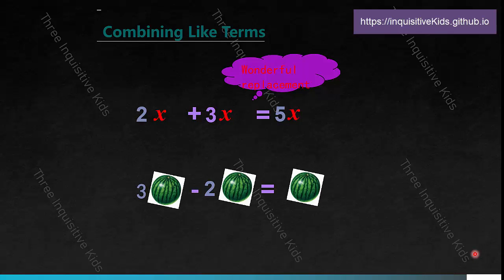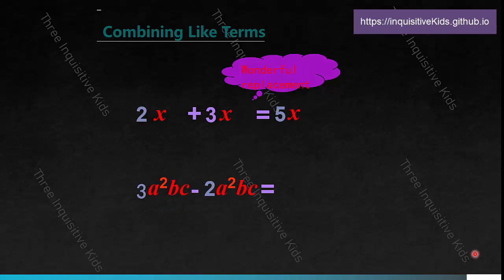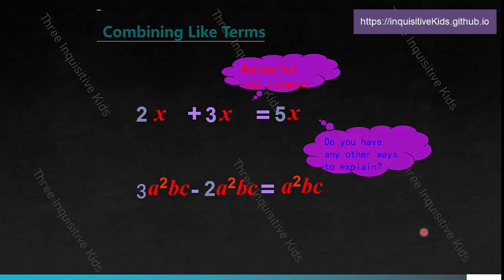What if we turn that into a squared bc? 3 of something called a squared bc minus 2 of the same thing called a squared bc is going to give us a squared bc. Now, do you have any other ways to explain it? Can you think of any other way to prove combining like terms? Remember, combining like terms is just combining terms that are alike, like terms.